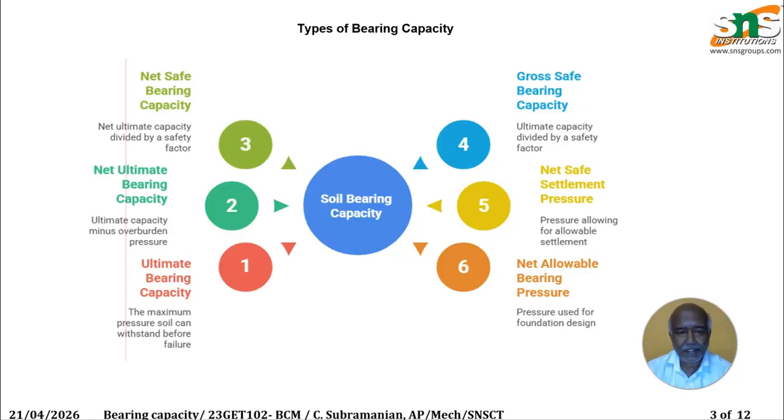And also the types of bearing capacities are the ultimate bearing capacity, net ultimate bearing capacity, net safe bearing capacity, gross safe bearing capacity, and net safe settlement pressure or net allowable pressure. These are the six types in which bearing capacity has been classified here. The ultimate bearing capacity is the maximum pressure the soil can withstand from the foundation.